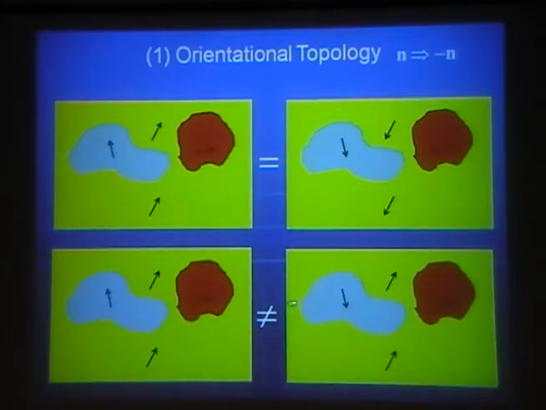And if you look at the liquid crystal locally inside the blue, this is perfectly equivalent to this, but globally this configuration is different from that. That generates the topological asymmetry between this situation and that situation.